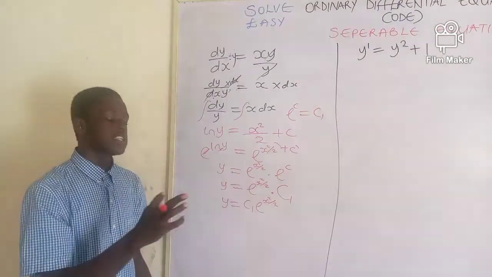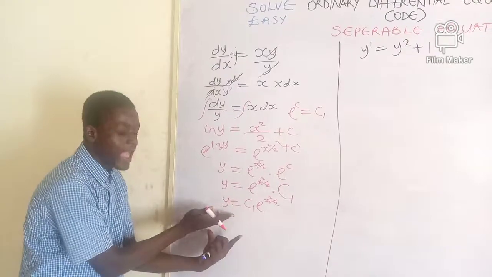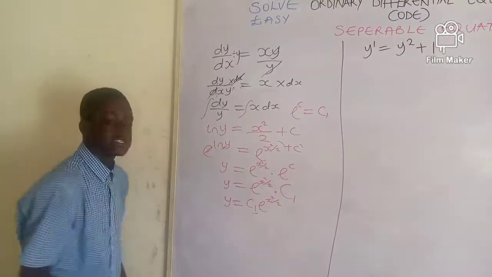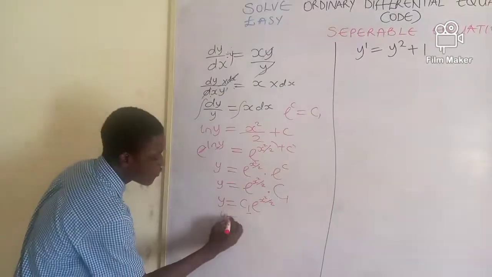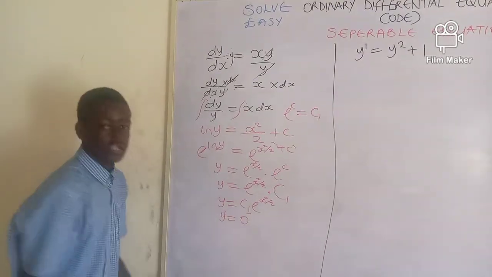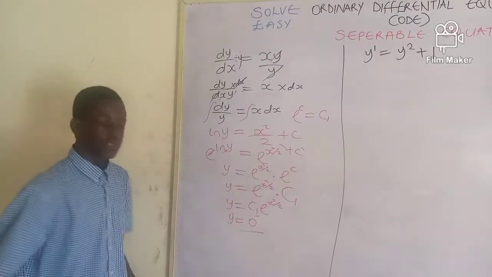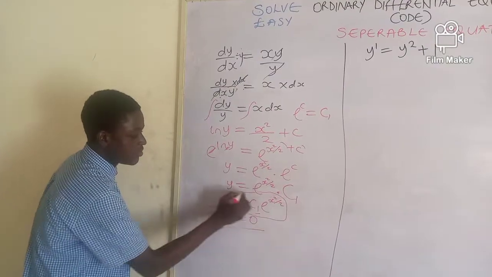If we are asked to find the particular solution or answer for y here, this constant will become 0. Therefore we'll have y equal to 0 on this side. Therefore this is the particular solution and then the general solution.